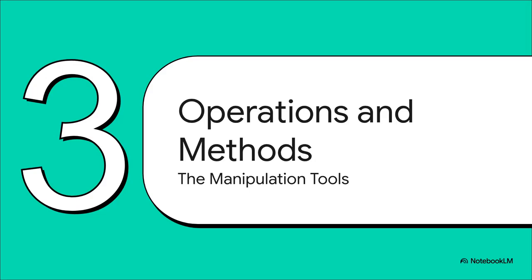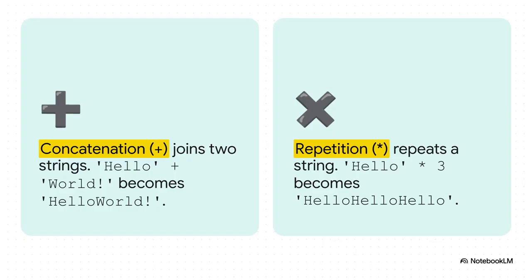Okay, we've looked inside strings. Now, it's time to actually start manipulating them. This is where we bring out the power tools, operations and methods. So there are two really basic operations. The plus sign is for concatenation, which is just a fancy way of saying gluing two strings together. And the asterisk, or the star, is for repetition. You just tell it how many times you want to copy the string, and it does it. Simple, powerful, and you will use them constantly.